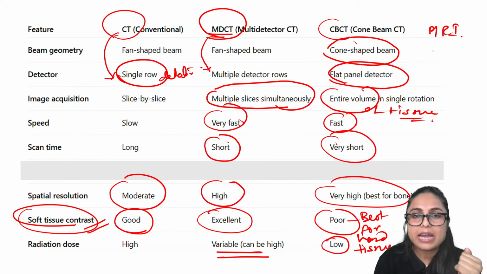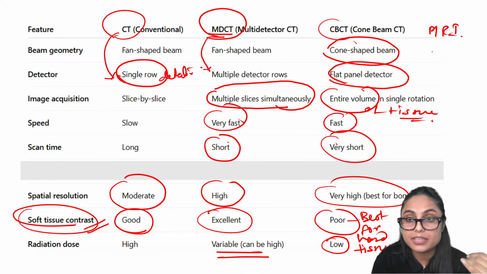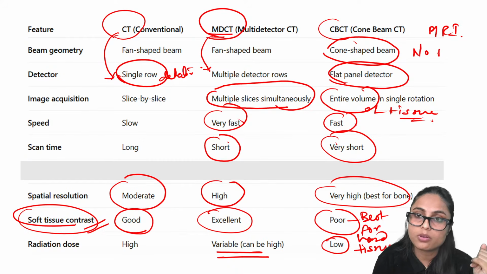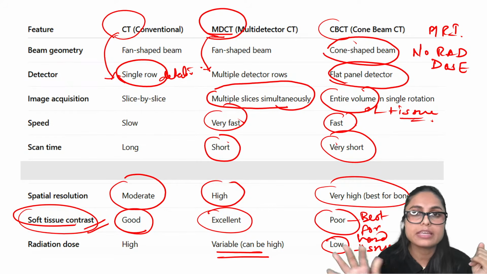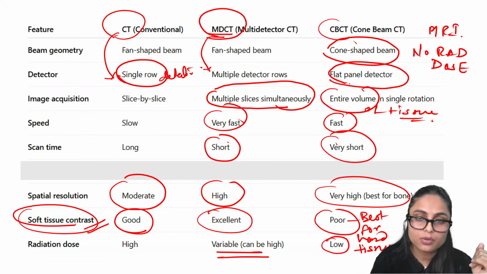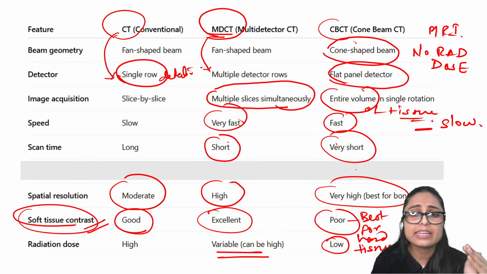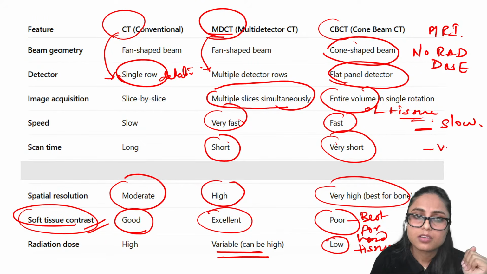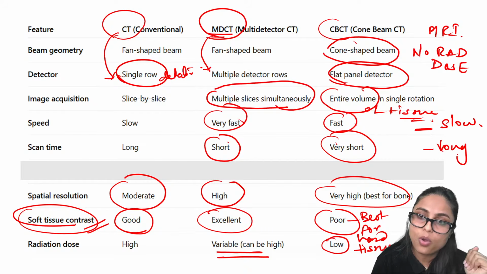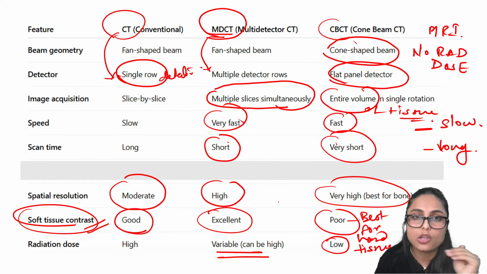MRI gives us zero radiation because it uses a magnetic field. So, no radiation dose at all. No radiation dose is used by MRI. If I talk about speed, speed is very slow. Scan time is long.